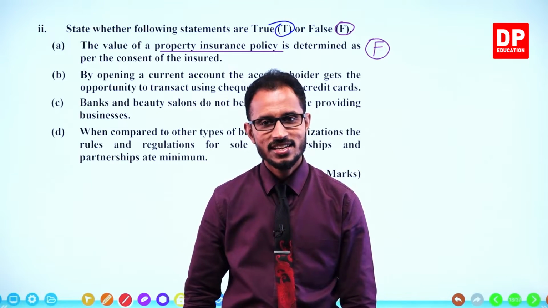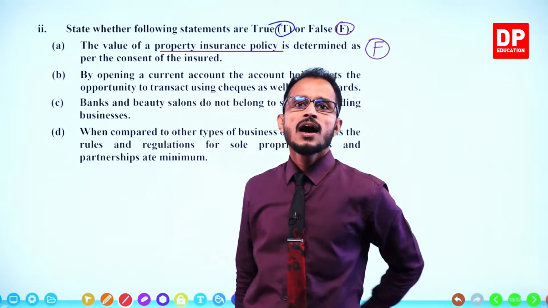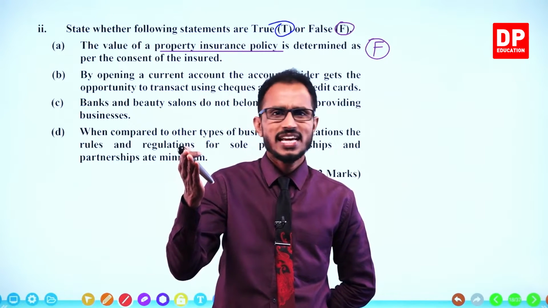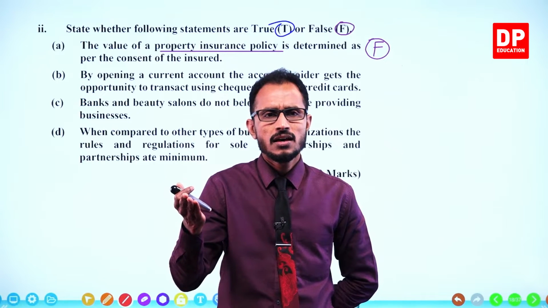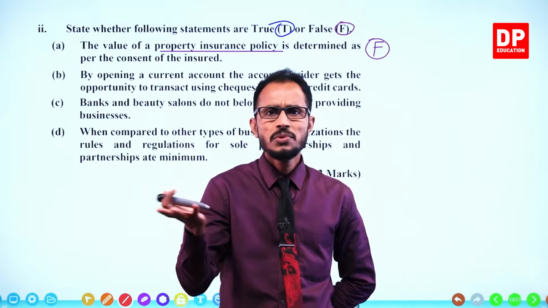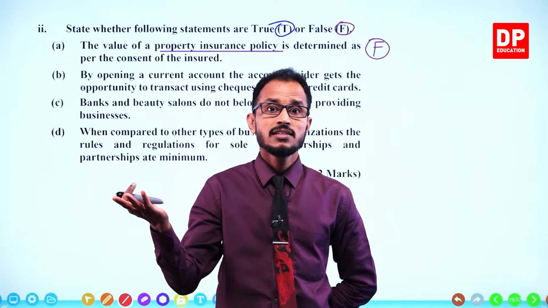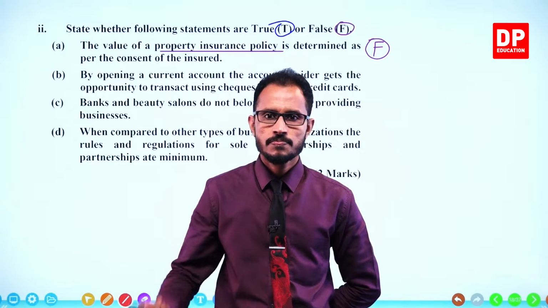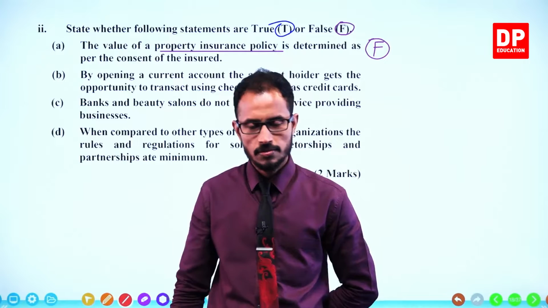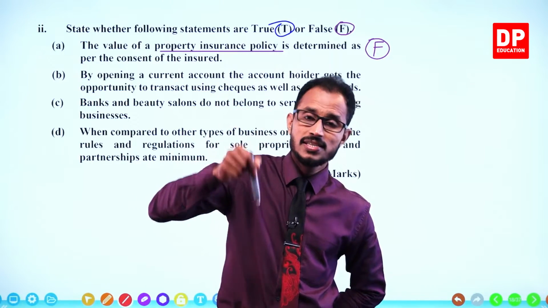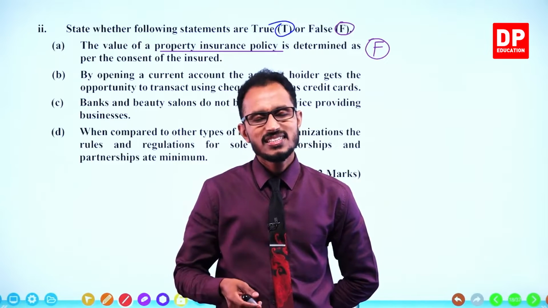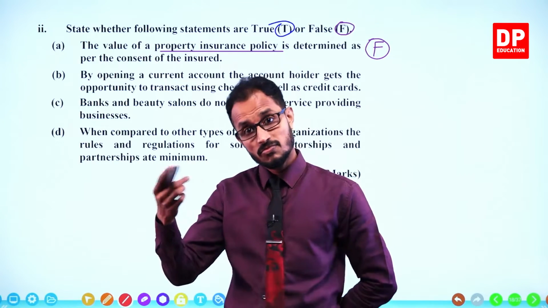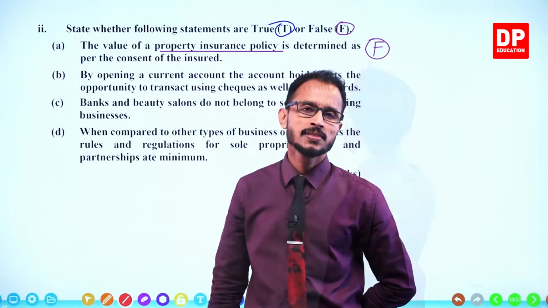It depends on the value of the property. I can't insure my car, which is worth 10 million, for 2 million, and that's undervalued. You know what I mean? The value of the property is considered when deciding the value of the property insurance policy. The cost of the car, which is 10 million.